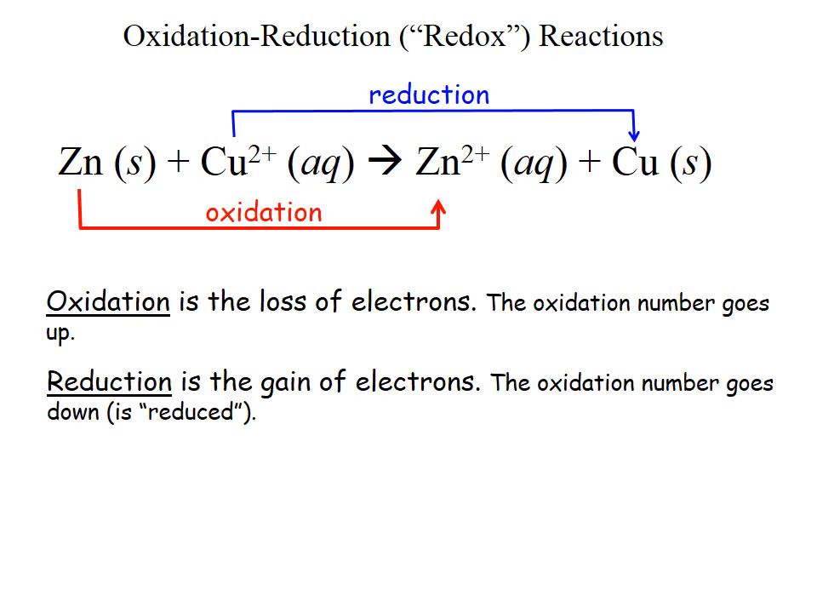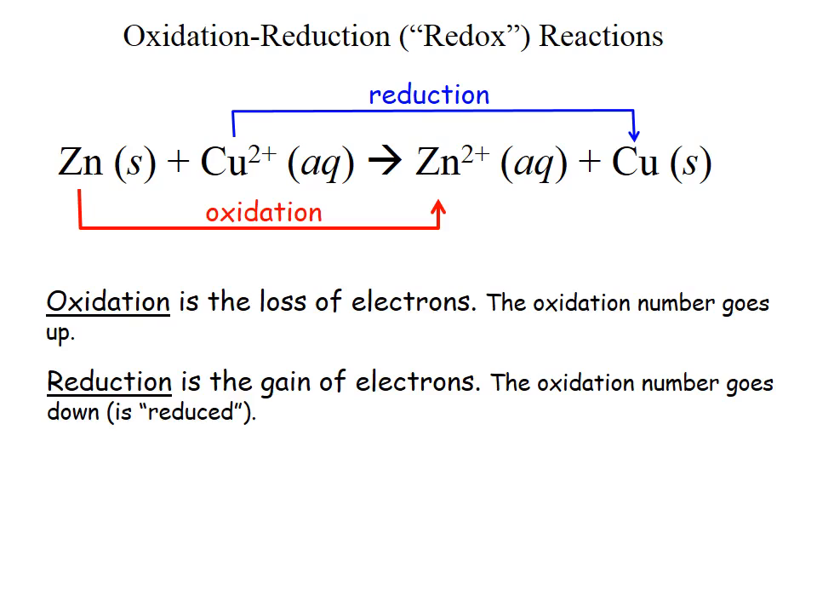A lot of people have different ways of remembering which one is which. There are mnemonics. Leo the lion says GER. LEO is loss of electrons is oxidation, LEO. And then Leo the lion says GER. GER is gain of electrons is reduction.